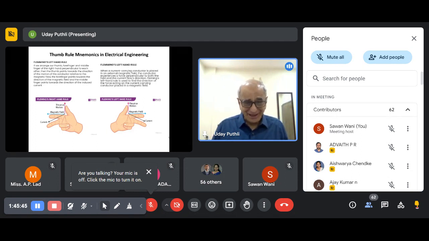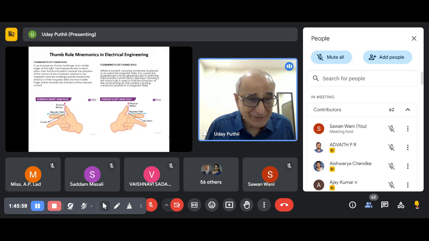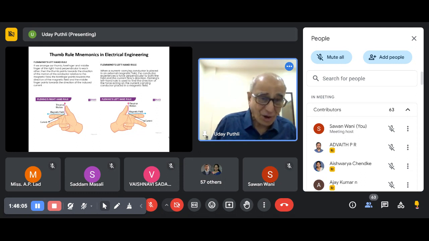Well, here is Fleming's right hand rule, and I've grown old, I can't do it. This is Fleming's left hand rule. So when you talk about Fleming's left hand rule, what we are doing is arranging our thumb, forefinger and middle finger of the right hand.